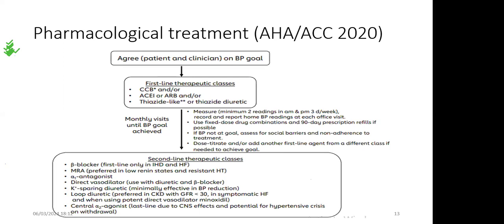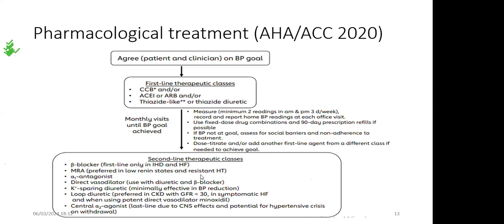Dose titration is important. One thing we need to know is when we initiate drugs, strive to achieve the maximum dose that has been observed in clinical trials to cause reduction in blood pressure or to achieve outcomes. We don't initiate drugs and stop at that dose we initiated. We initiate drugs and strive to achieve the dose that was observed in clinical trials to be beneficial. We have to know that.